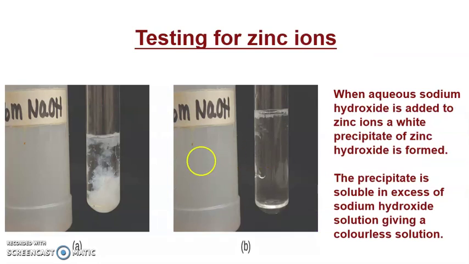Testing for zinc ion. When aqueous sodium hydroxide is added to zinc ions, a white precipitate of zinc hydroxide is formed. The precipitate is soluble in excess sodium hydroxide, giving a colorless solution.